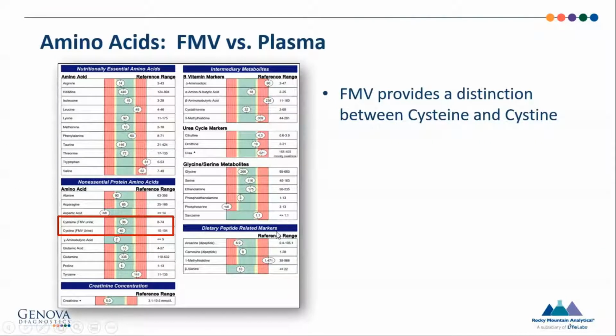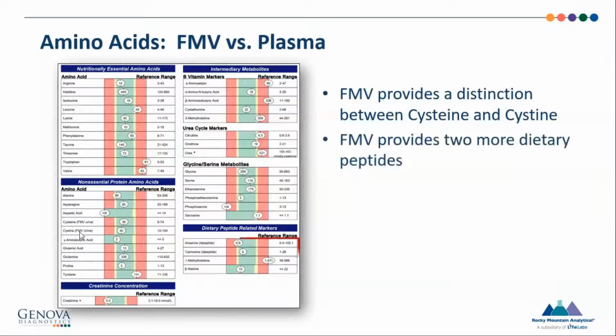This is a first morning void. And one of the things that's different is it separates cysteine from cysteine, which is good because higher cysteine is an indication of oxidative stress. So that might be something that you prefer. The first morning void provides 2 more dietary peptides, the anserine and carnosine, which can be helpful, but we do get the 1-methylhistidine and beta-alanine on the plasma, and anserine does convert into 1-methylhistidine. So it's not unusual to see this low, but this high because the conversion has happened, but you do get these 2 on first morning void.